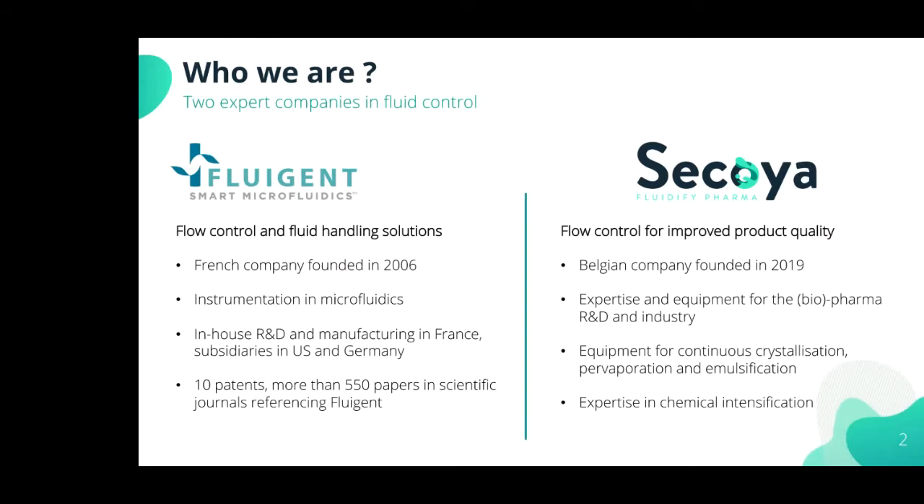Sequoia is a Belgian company founded very recently by a team of scientists from the Université Libre de Bruxelles with various expertise fields. The goal of Sequoia is to propose expertise and equipment for pharma R&D and production. We propose four technologies that have in common a precise control of fluids in a well-designed micro or milli part of the equipment, including an emulsification technology, the topic of today. To be able to propose this emulsification technology to the end user, we have formed a partnership with Fluigent, that is now the official distributor of the droplet generator I'm going to talk about today.